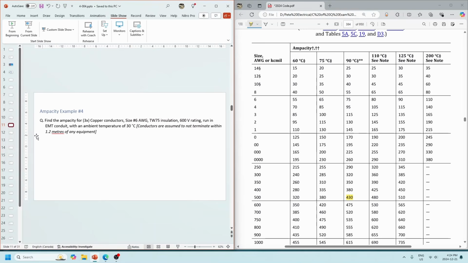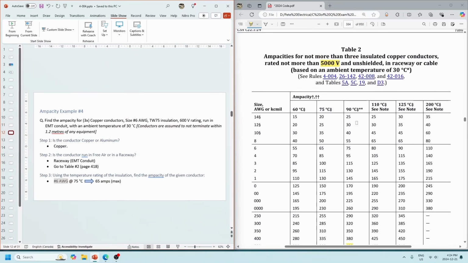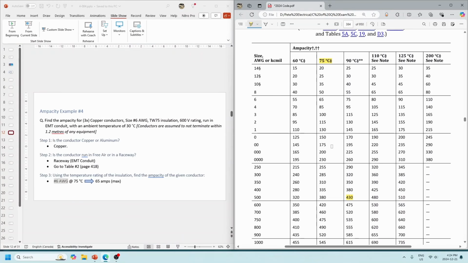Okay, so that means that if we are copper and we're in conduit, then we're going to go to table 2, and we're going to look at number 6, right? And keep in mind this is TW75, so the maximum temperature rating of the insulation is 75. So we're scrolling down here until we get to number 6, and that one is good for 65 amps max. Okay, so hopefully you're getting the gist of this.